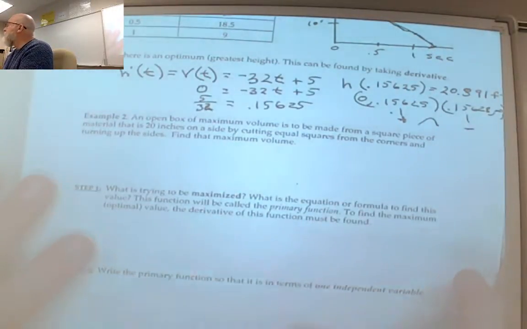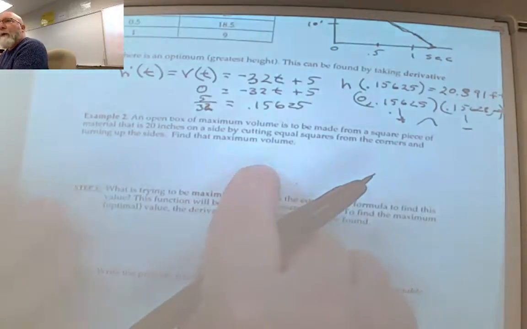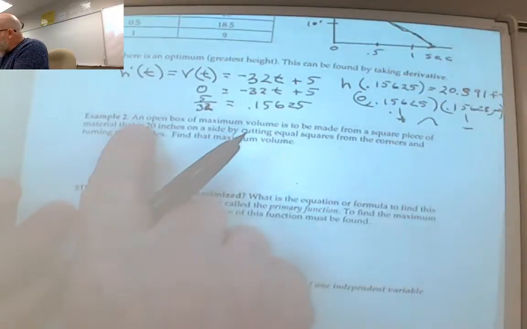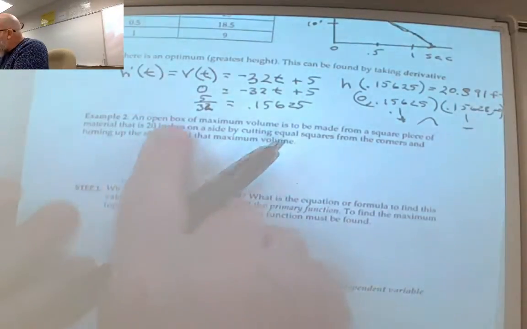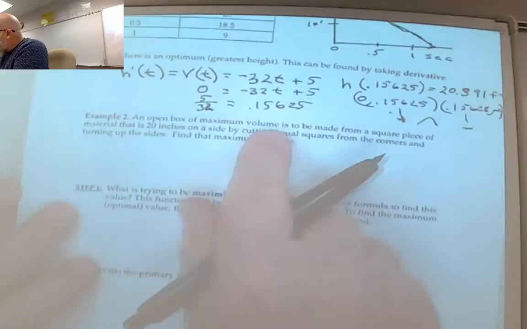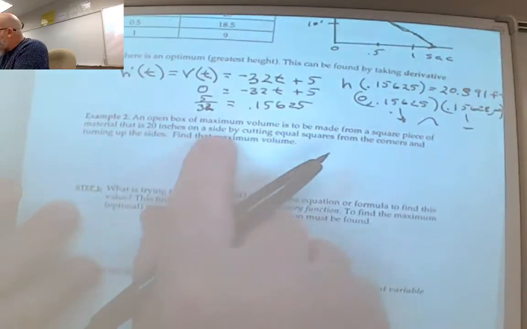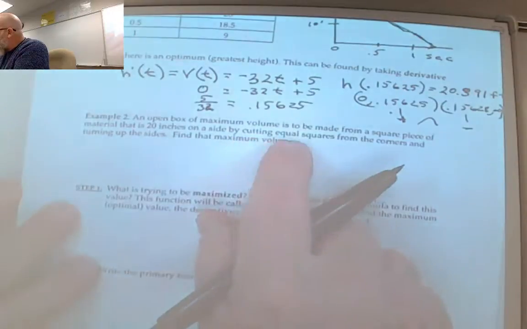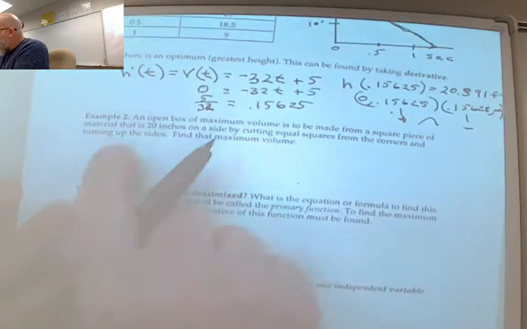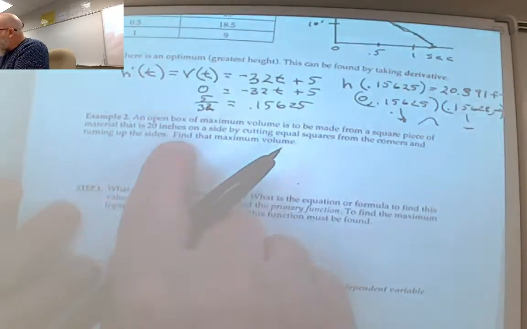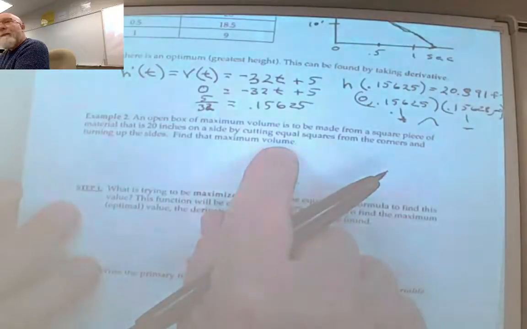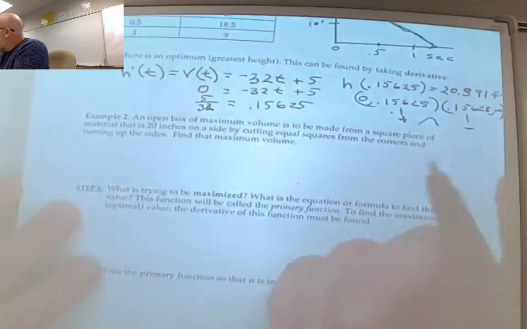Does that make sense? This problem was one of the very first problems I had to do. What you're given here is an open box of maximum volume to be made from a square piece of material that is 20 inches on a side by cutting equal squares from the corners and turning up the sides. Find the maximum volume. Okay? So, I'm going to show you a picture of what was done.